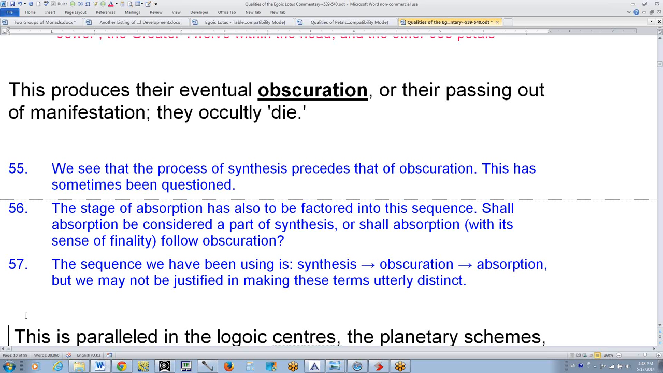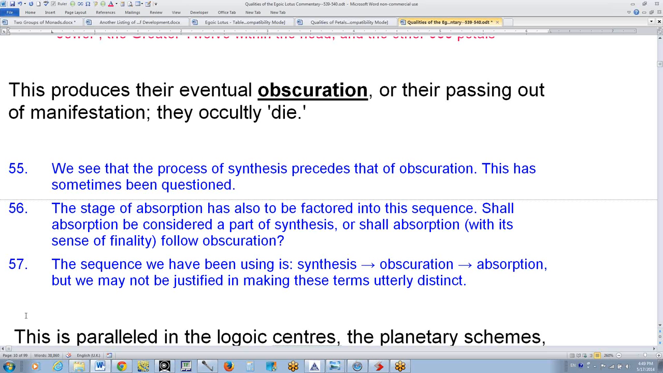And the stage of absorption has also to be factored into this sequence. Shall absorption be considered a part of synthesis, or shall absorption with its sense of finality follow obscuration? Well, maybe both. The sequence we've been using is synthesis, obscuration, absorption. But we may not be justified in making these terms utterly distinct.